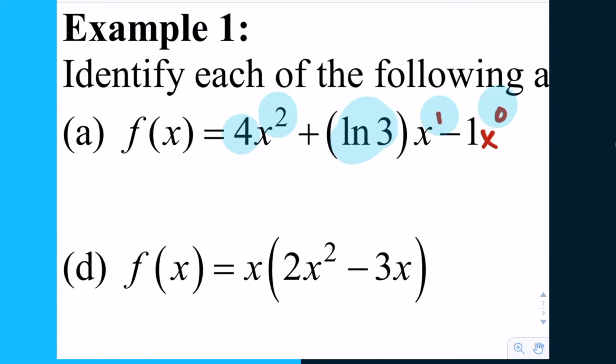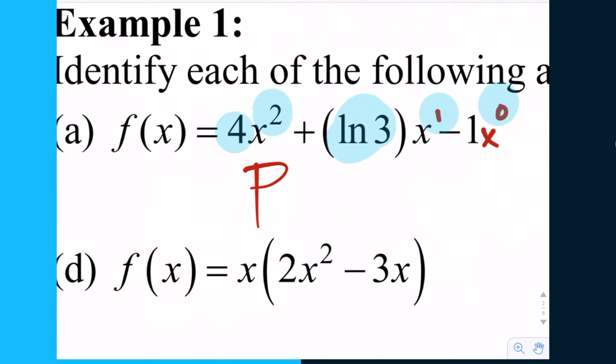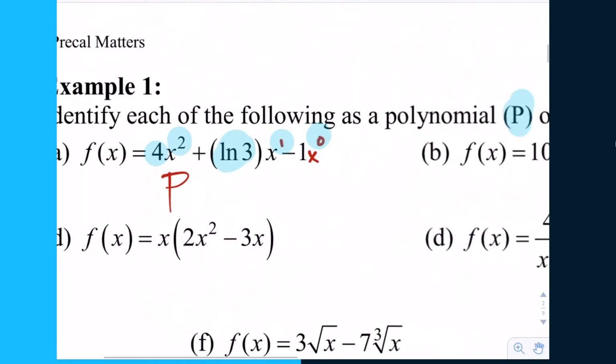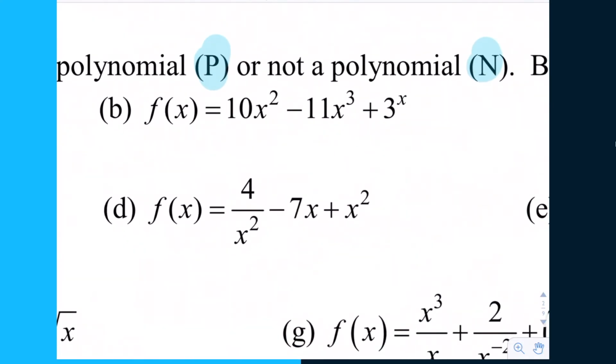So true or false? Polynomial? True. It's a polynomial. Okay? So now we know what we're looking for. Letter B, you do. We got 5 minutes. We got to get through this example. Letter B, you do it. I'm going to give you 30 seconds. Polynomial or not?